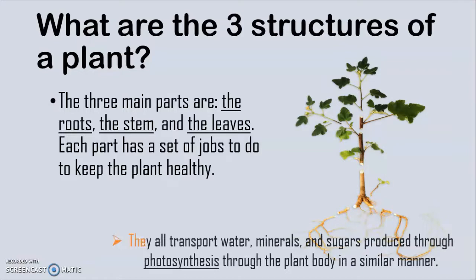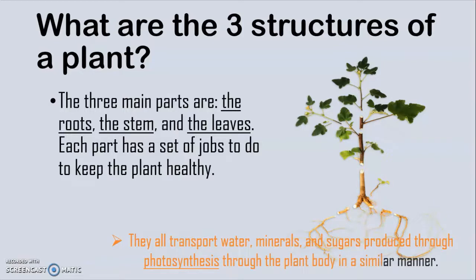And they all transport water, minerals, and sugars produced through photosynthesis through the plant body in a similar manner. So that's it. Don't forget, the very important parts are the root, stem, and the leaves, because each part has a set of jobs to do to keep the plant healthy. Okay?